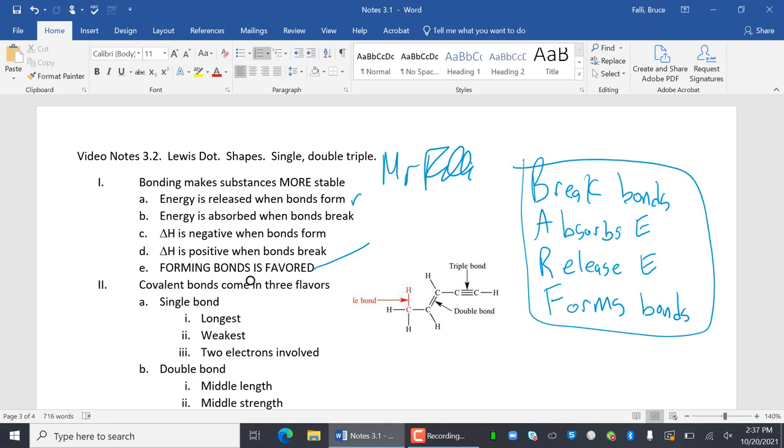Okay. Delta H is a way we measure energy, and we'll get into that a lot more later. But if you know that it's negative when bonds form and positive when bonds break, that might sneak its way into a question here or there.